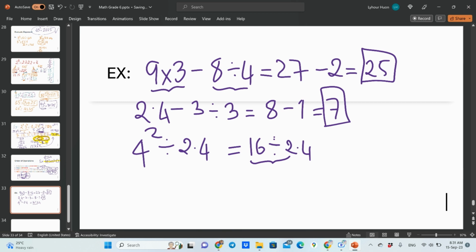How could you do the division first if it's 16 divided by 2 multiplied by 4? What we read is 16 divided by 2 multiplied by 4. What should we do first? We read the division first. So 16 divided by 2 is 8, times 4 equals 32. Yes, 32.